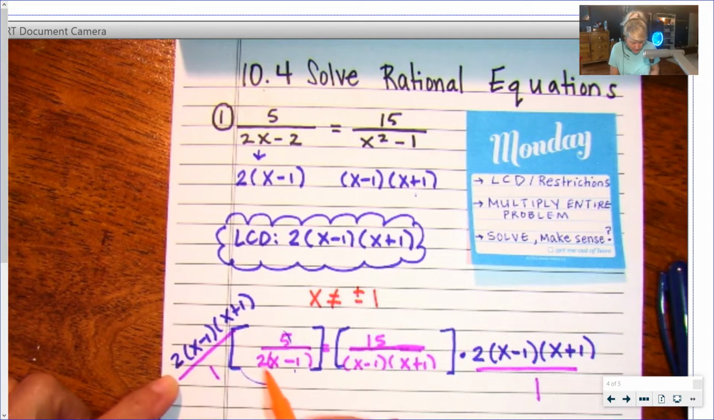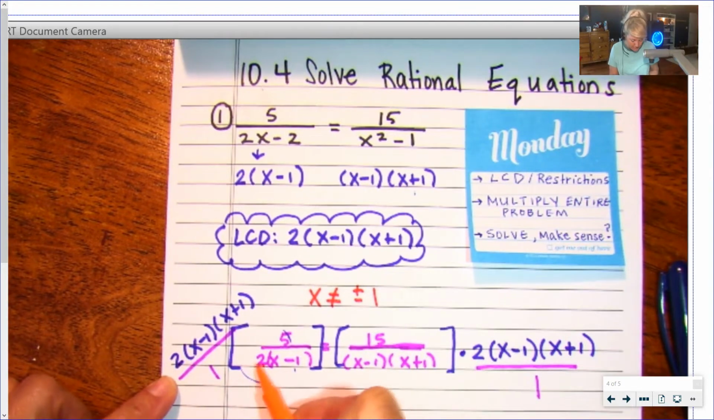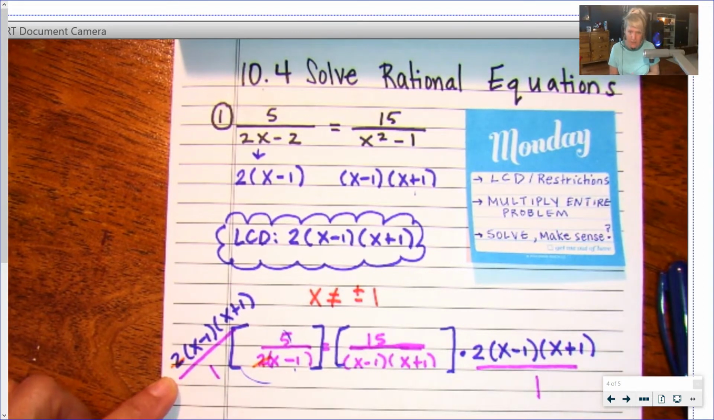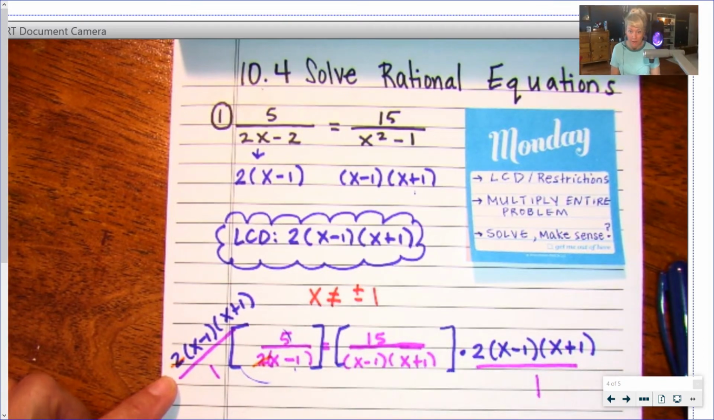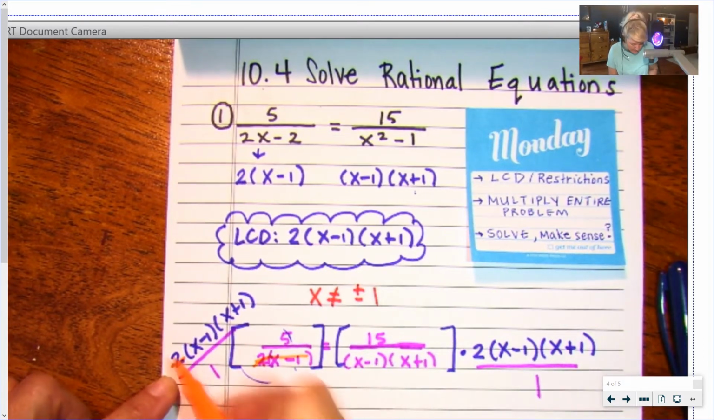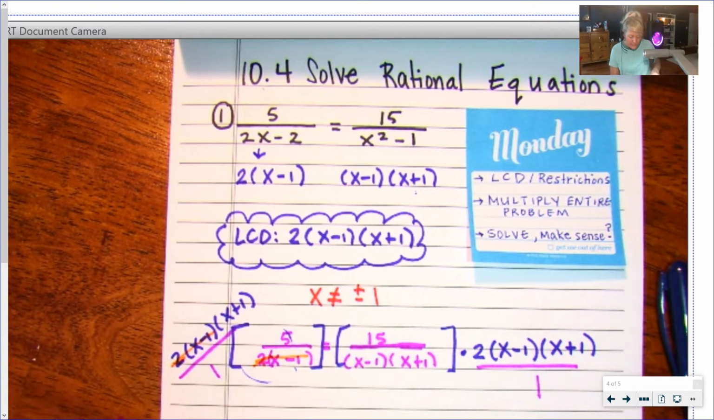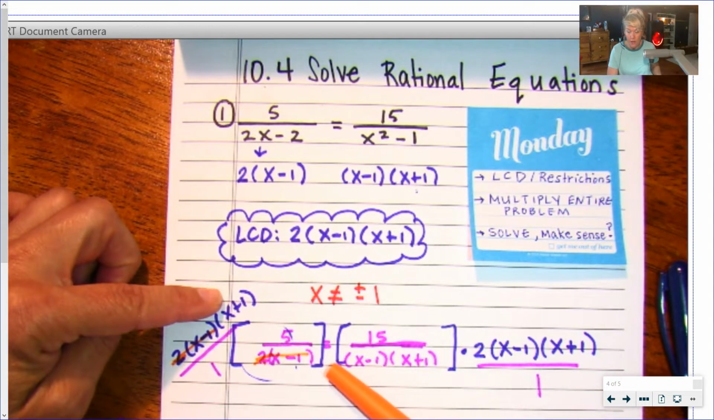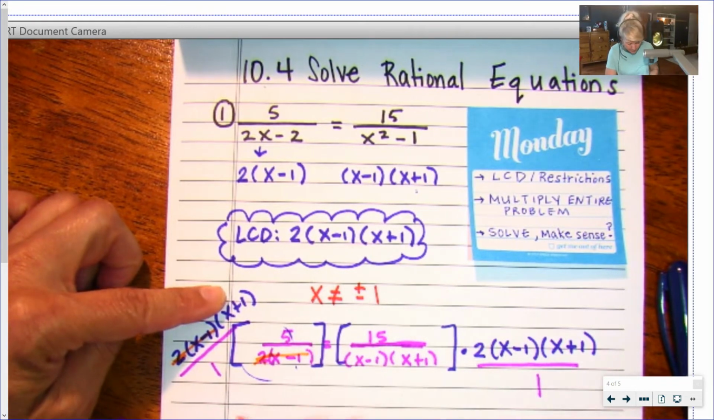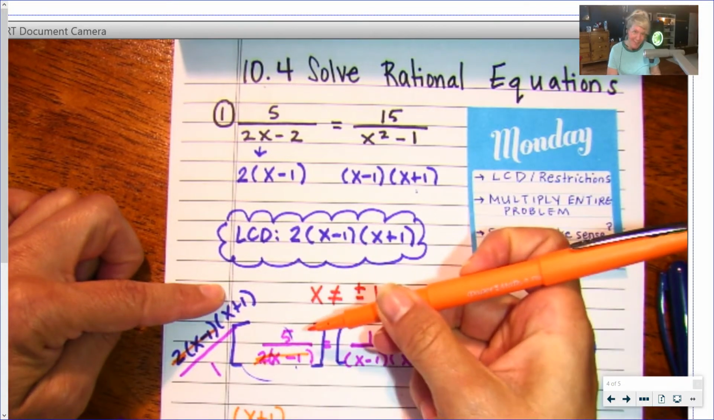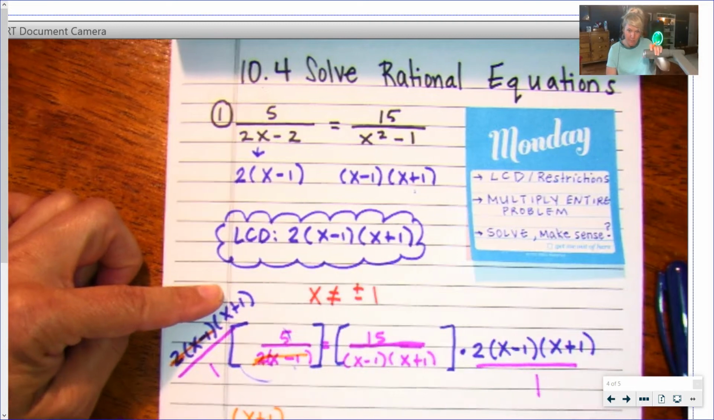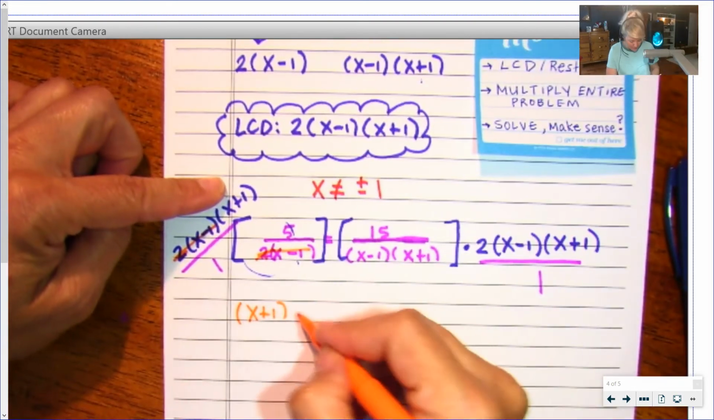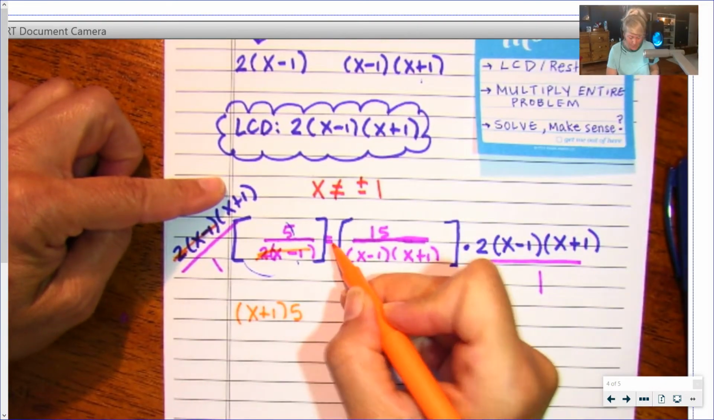There's a 2 and here's a 2. So these two get to cancel out. Also, that binomial of x minus 1 gets to cancel out. So the only thing that is left over here on the left side of the equal sign is that single x plus 1, that binomial. And then I didn't have anything to cancel out that 5, so I'm going to multiply it by the 5. I'm going to recopy the equal sign.